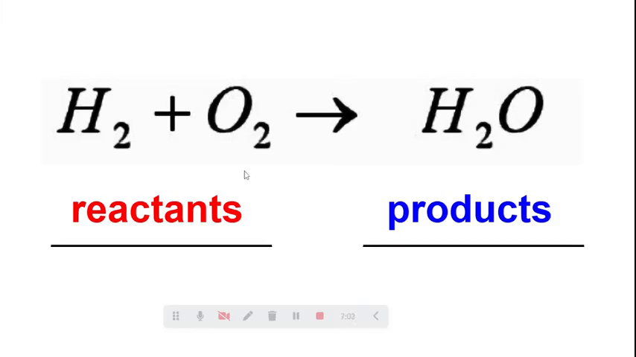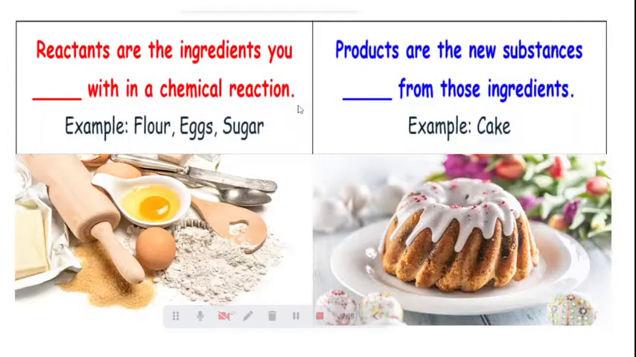Just keep in mind that the reactants are what we basically start with. They're the ones that are probably going to have elements separated by a plus sign. And then these are our products. And this arrow basically means yield. And we're going to talk about that in a couple minutes. So as a quick reminder and a visual, reactants are the ingredients that you start with, like our flour, eggs, and sugar. Products are going to be the new substances that are formed from those ingredients. So I have my cake.